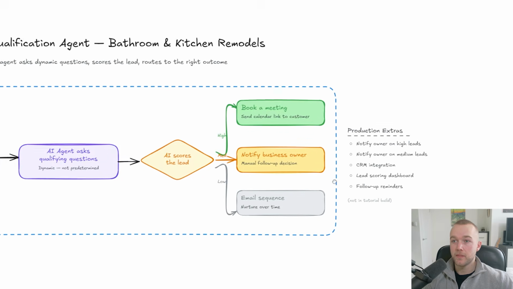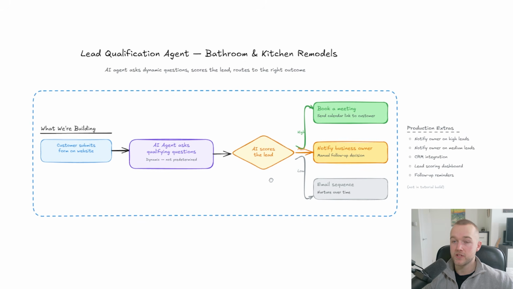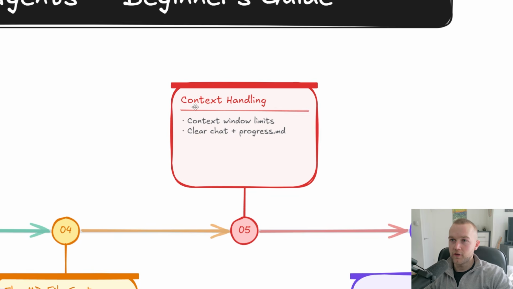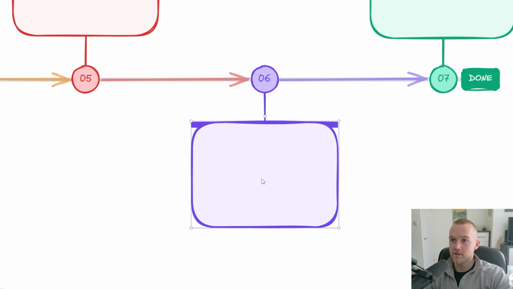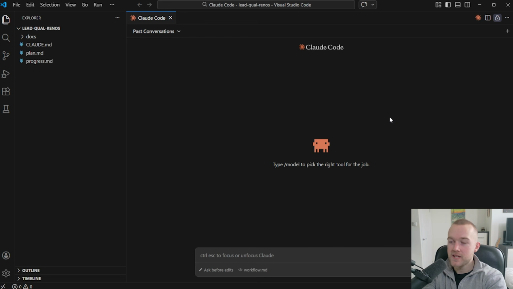But the system we're going to be building is really valuable, especially for a small business who doesn't have a CRM and stuff like that. Right, we've already covered context handling, and now it's time to start planning the agent. Right now, every single AI agent that you'll build will start with the plan.